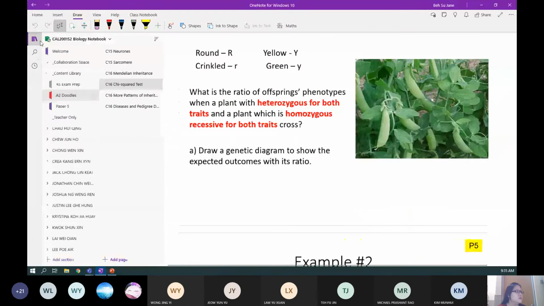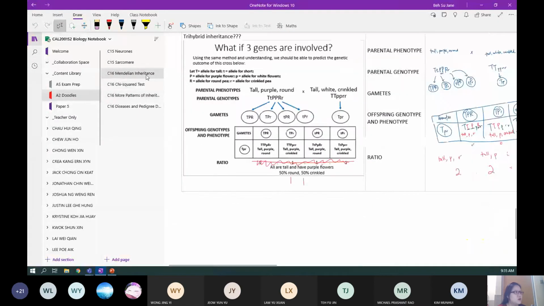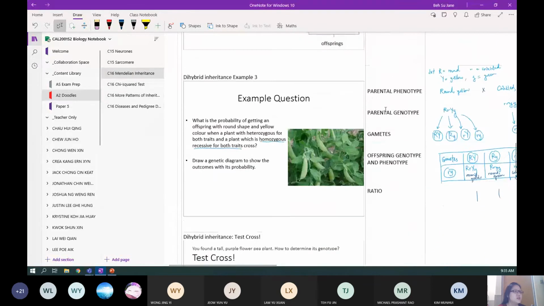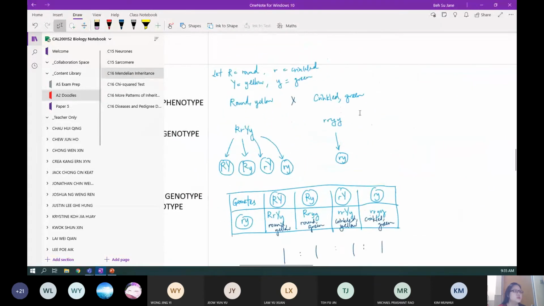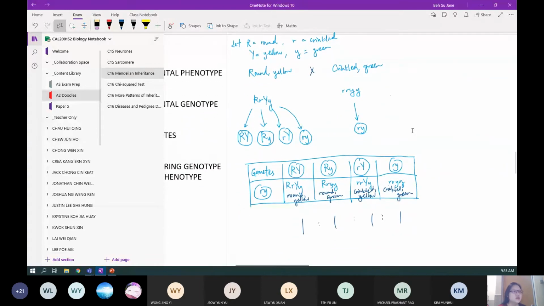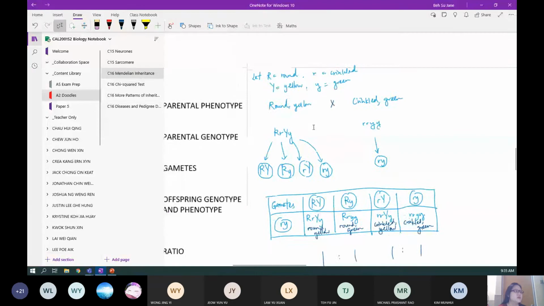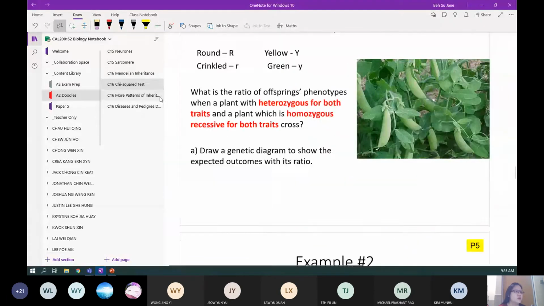Sorry, hang on. So go back to just now, right? We did this already. We did this today some more. We figured out it is 1:1:1:1 already. We already drew the diagram. So the expected outcomes with its ratio, we already drew, is 1:1:1:1.